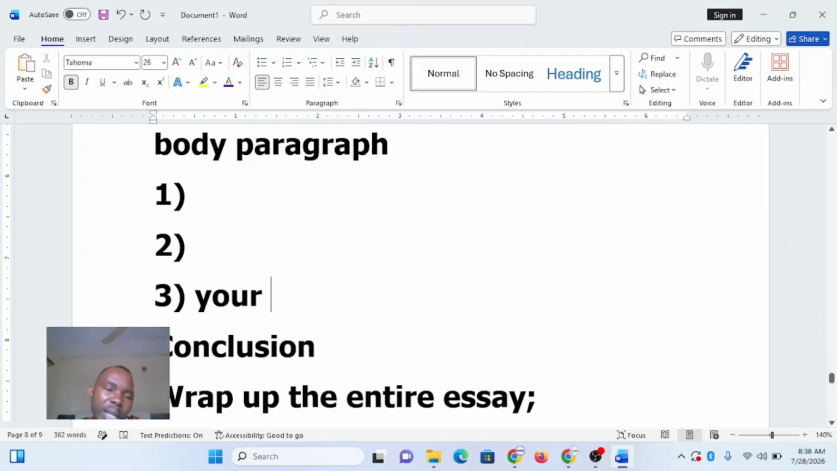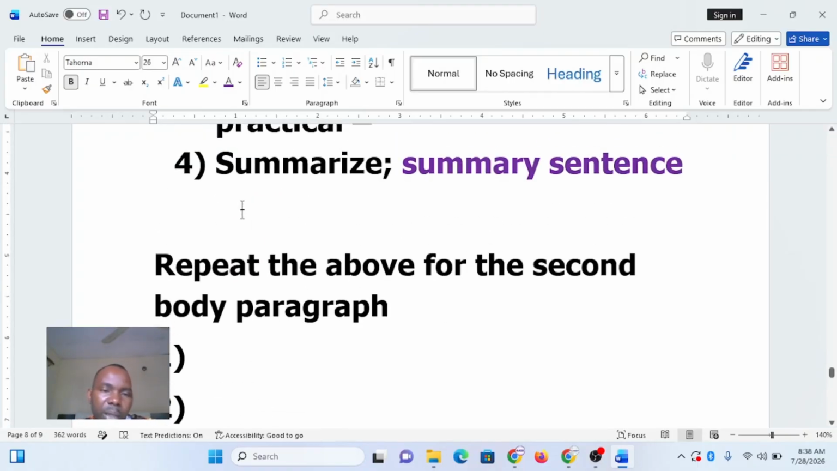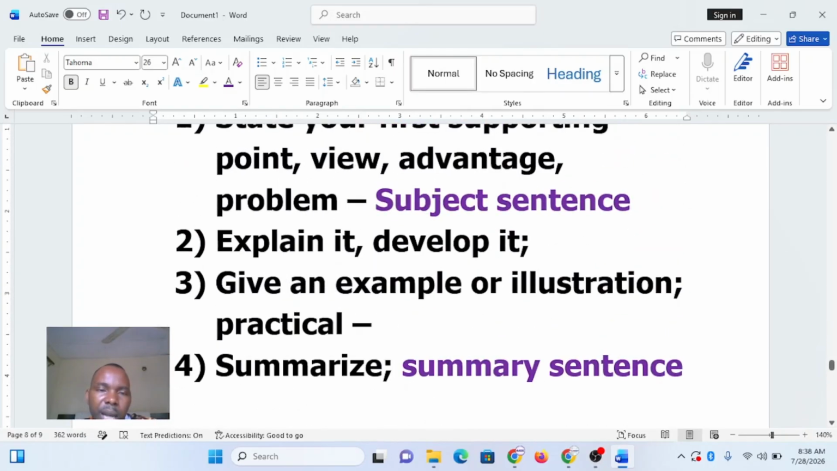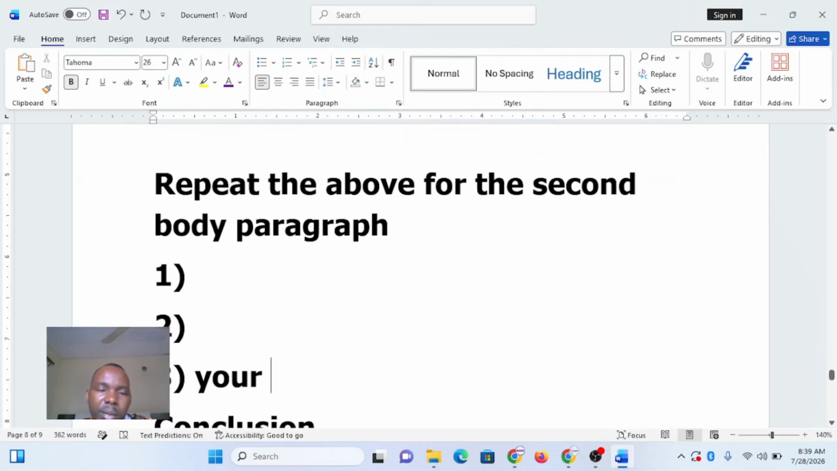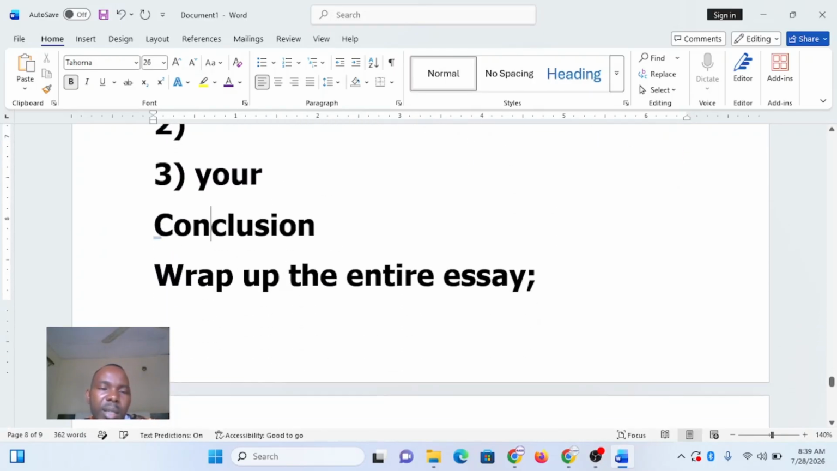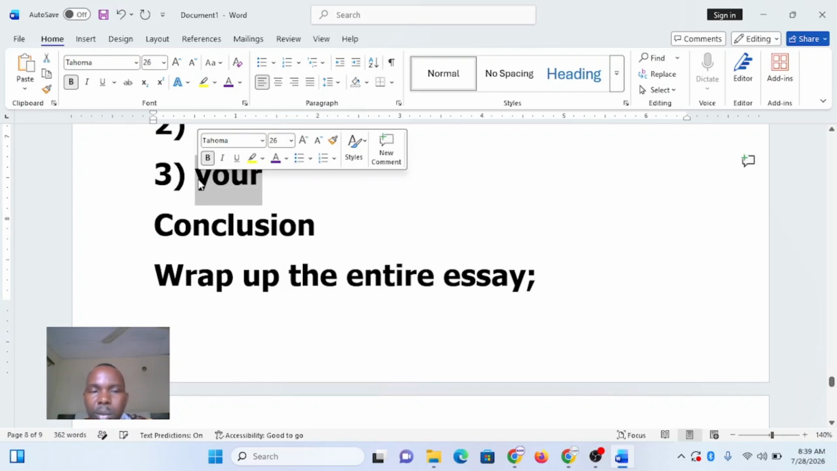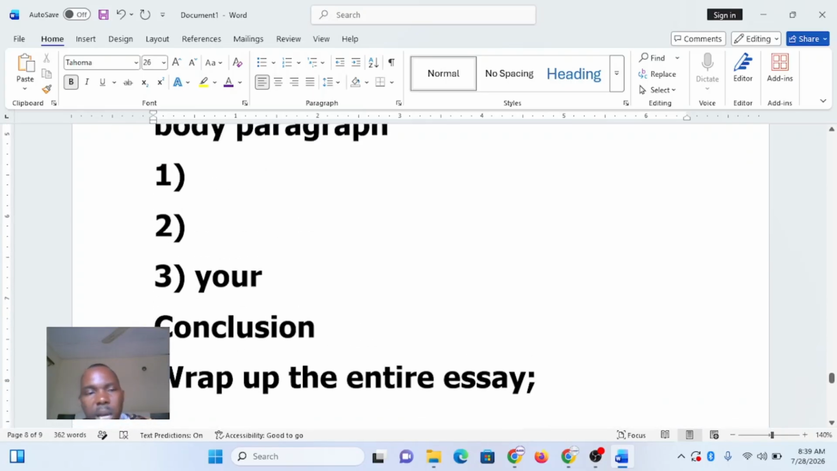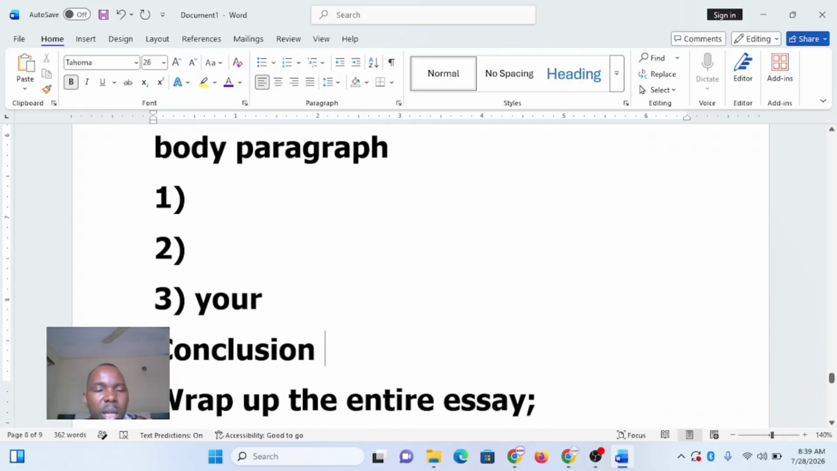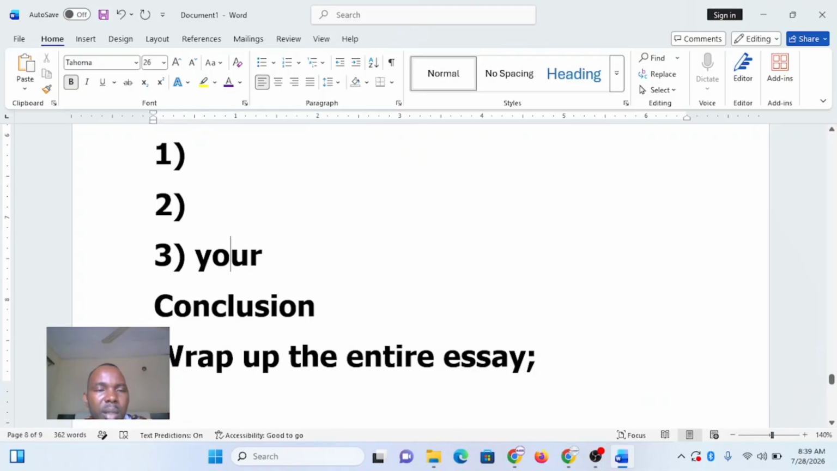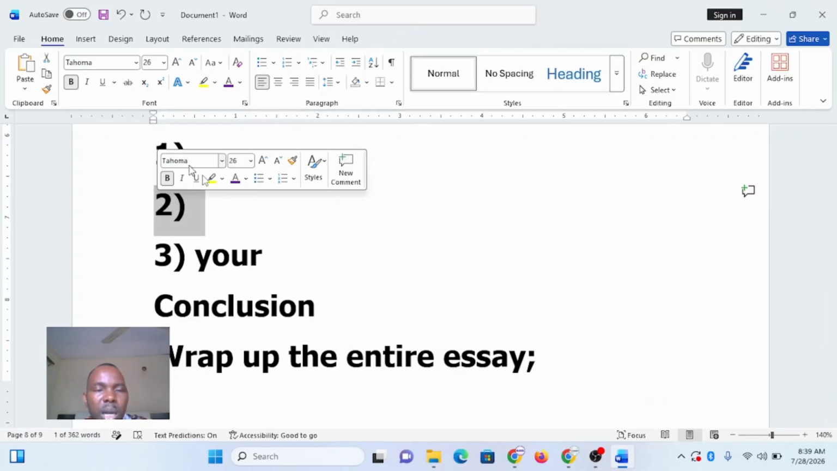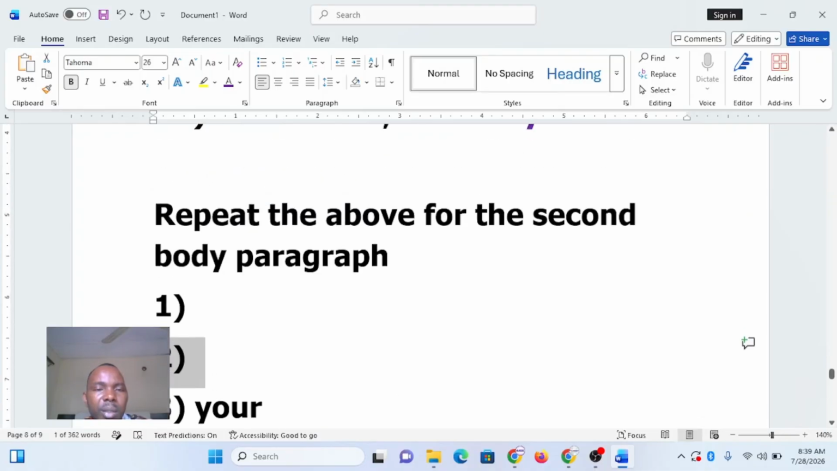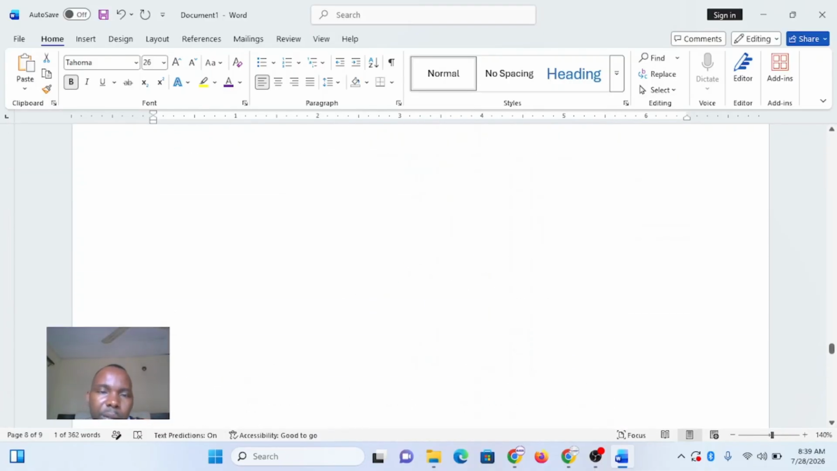Now, you can decide to do your opinion in another body paragraph. In that case, you will have 3 body paragraphs. Or you can decide to wrap up in the conclusion with your opinion. You can still state your opinion in the conclusion, especially for questions where your opinion may be that the first view and the second view need to be together for you to have a healthy solution.